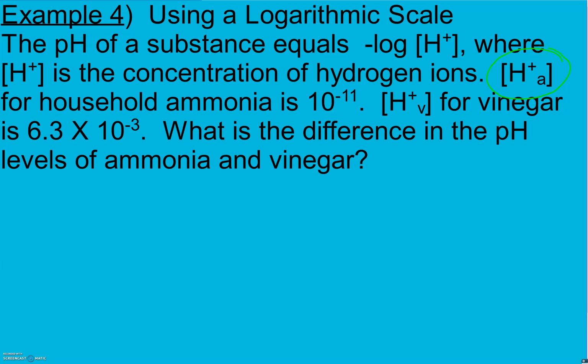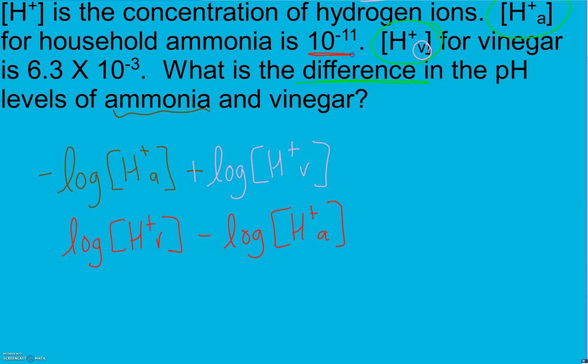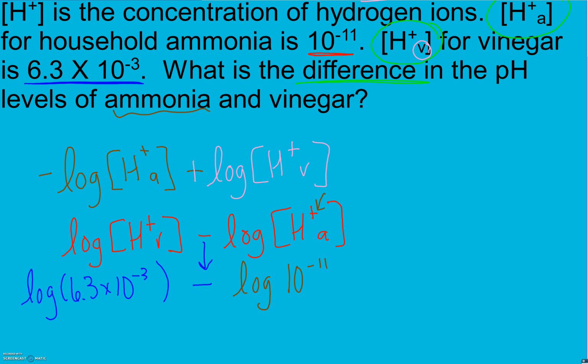Now we know what some of these values actually are. If we look here, it tells us that ammonia is 10 to the negative 11th power. So instead of having H plus A, we know that value is actually just 10 to the negative 11th power. Instead of having H plus V here, we know that value too, so I'm going to substitute that in as well. Log of 6.3 times 10 to the negative 3rd power. And then we're subtracting here. Drop that down.